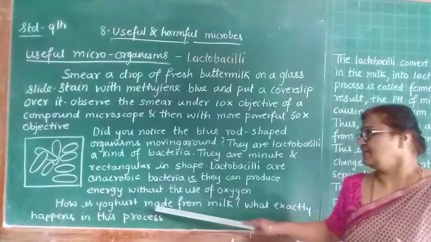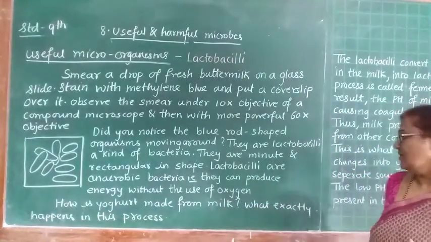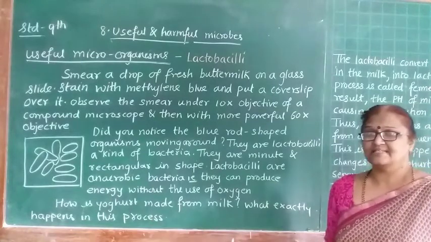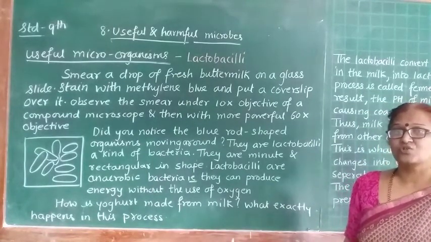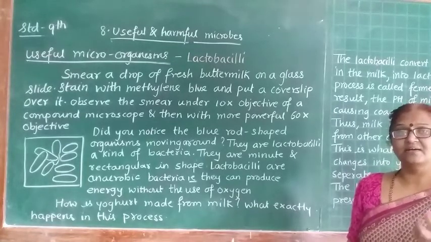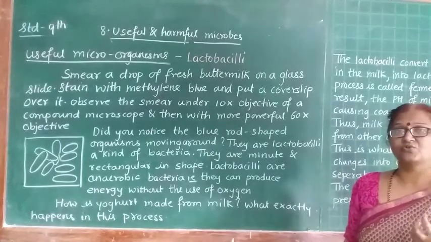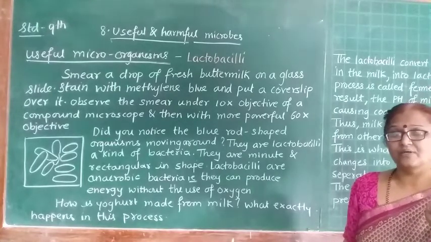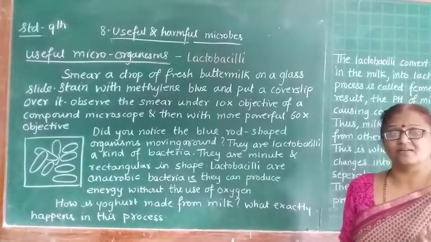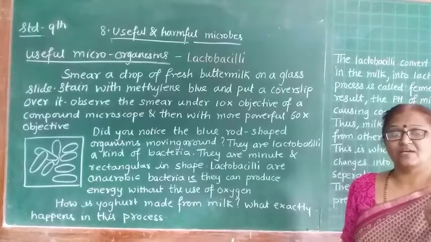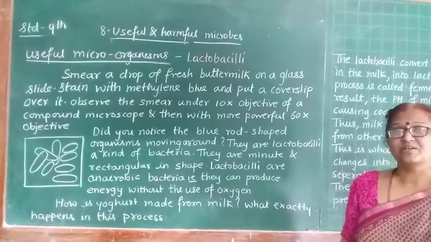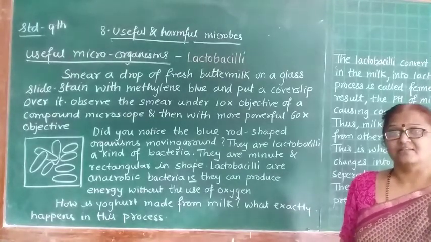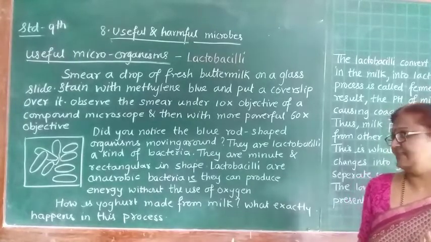How is yogurt made from milk? What exactly happens in this process? How is the yogurt formed here? Yogurt is formed by taking milk. What are we going to do? We heat the milk and warm it, and after that we put a little buttermilk or curd into it and leave it for some time. Then you get yogurt.